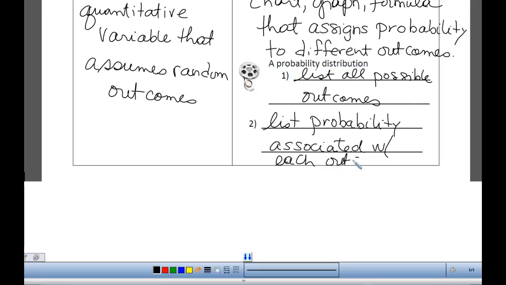All right, so keep that in mind. We're starting here at the beginning of the chapter to talk about probability distributions in general. And then we'll talk about one in particular. There are lots of different probability distributions, but at the end of the day, when we construct a probability distribution, we have to do these 2 things. List all the possible outcomes and the probabilities associated with each one.